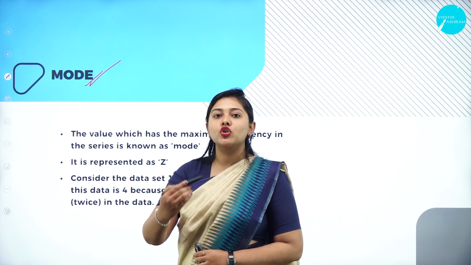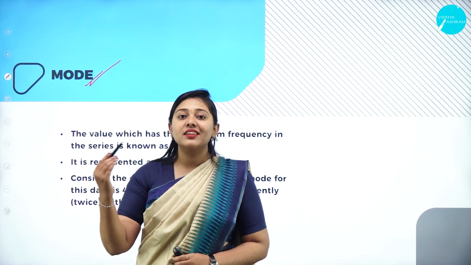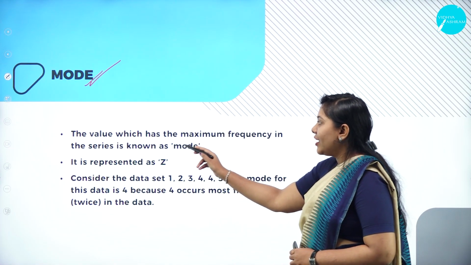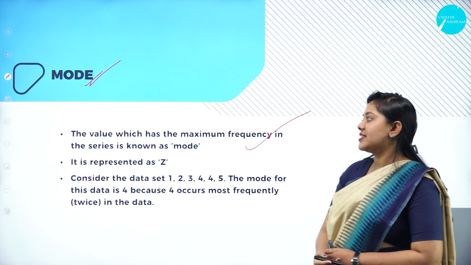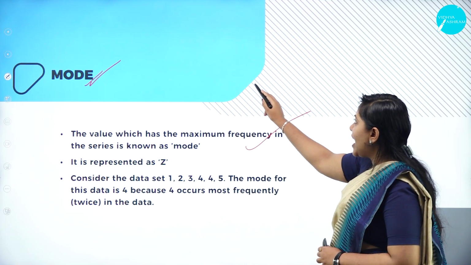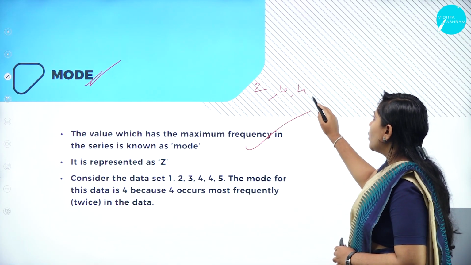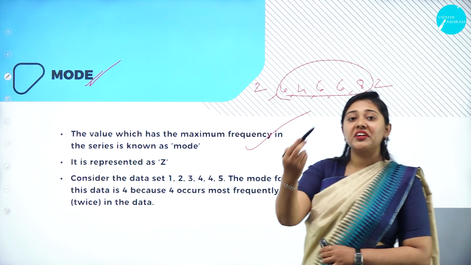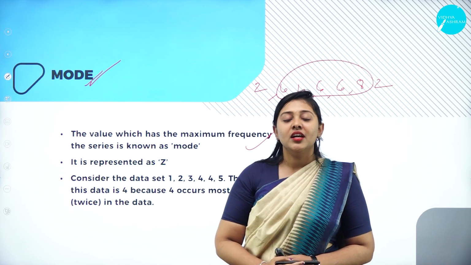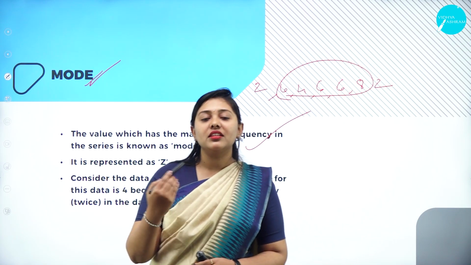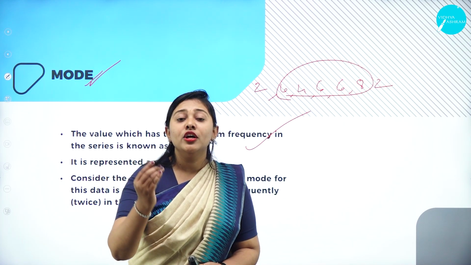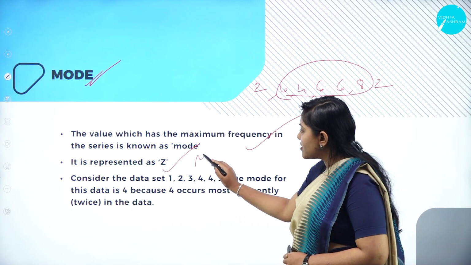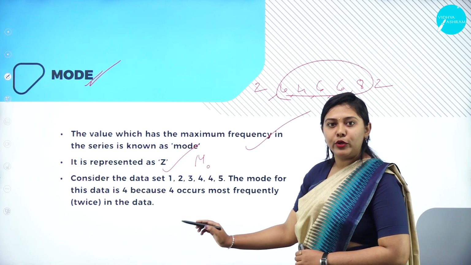In a given set of data, the value whose frequency repeats the most is your mode. Mode is the value which has the maximum frequency in the series. Suppose we have a series 2, 6, 4, 6, 6, 8, 2. Which number is repeated in the given data? 6 is the number that is repetitive. So 6 is the mode. It is represented by Z, or also as M0.